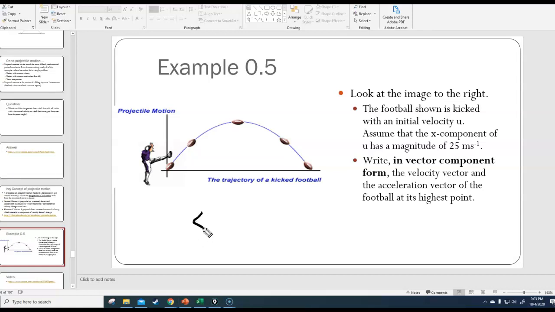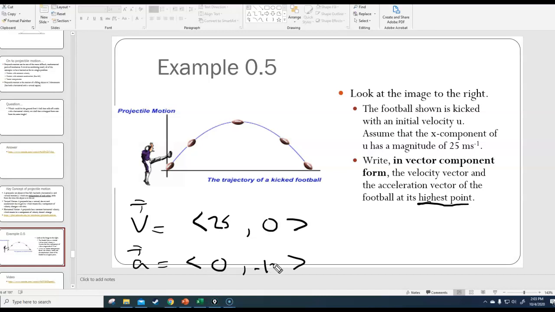Remember, vector component form is with the triangle brackets where you have the x and the y component. Write in vector component form the velocity vector and the acceleration vector of the football at its highest point. Pause it here and see if you can get that. If you've been paying attention, hopefully you figured out that the answer is <25, 0> and <0, -10>.